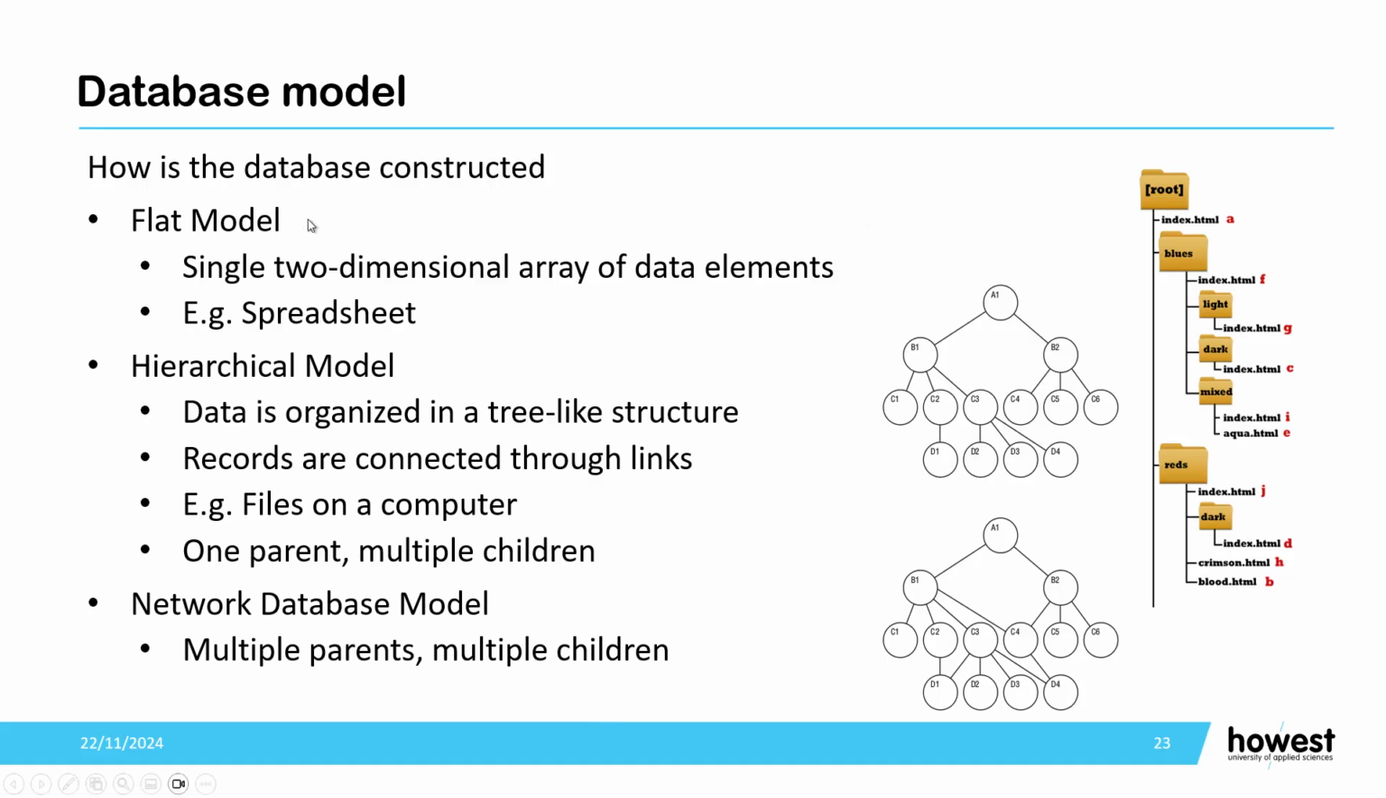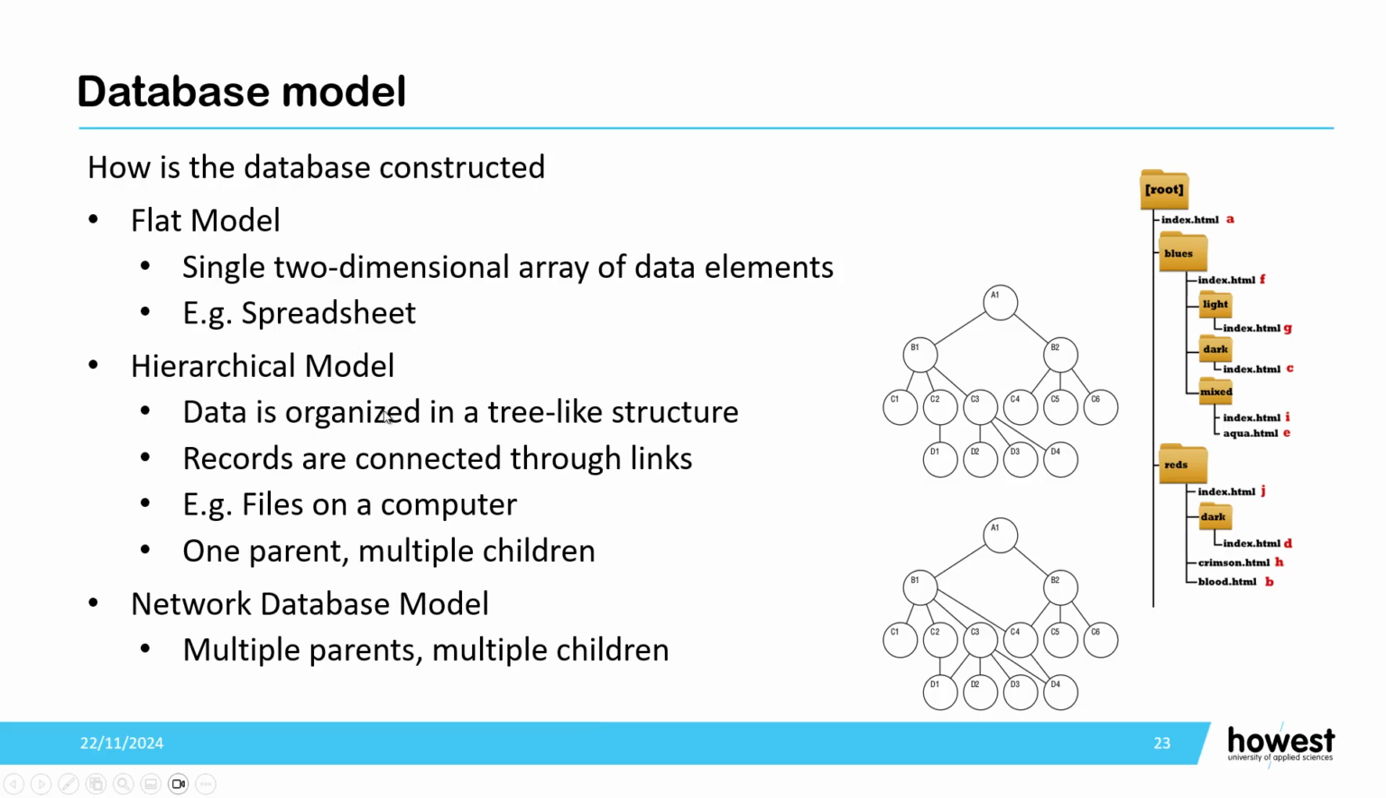A simple example is a flat model. It's just, for example, a CSV file. You have some columns, some rows. So a single two-dimensional array of data elements. For example, a spreadsheet, a CSV file, a single sheet in an Excel file. But remember, Excel files, they are more than just text. And there's other information, the color of a cell, and so on. So here we're just thinking about the text.